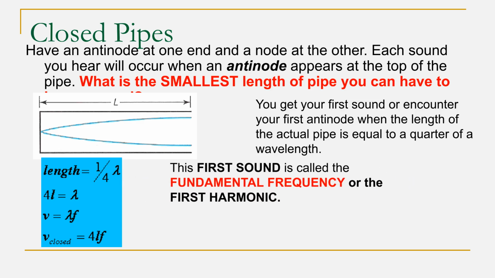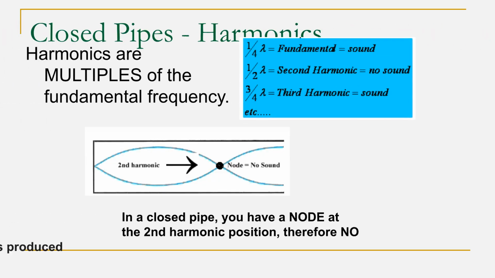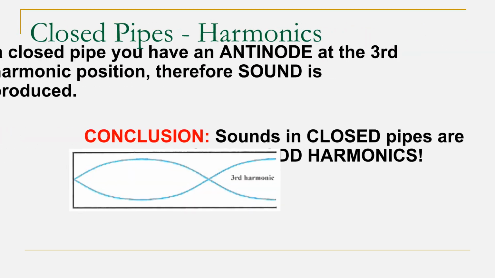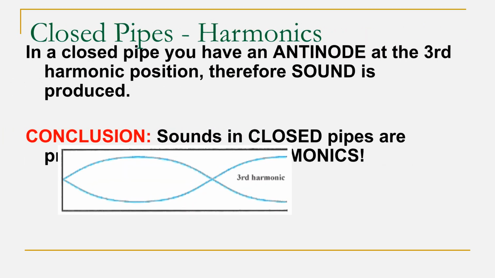This is the fundamental frequency, or first harmonic. Harmonics are multiples of the fundamental frequency. In a closed pipe, a node is at the second harmonic position, meaning no sound is produced at this frequency. Conversely, an antinode at the third harmonic position in a closed pipe produces sound. Therefore, sound in closed pipes is only produced at odd harmonics.